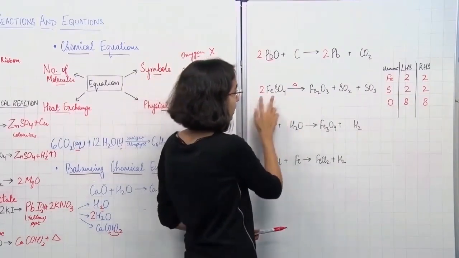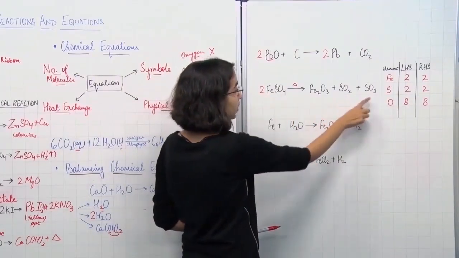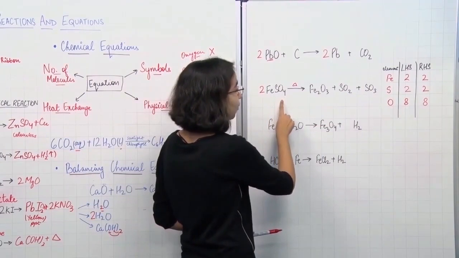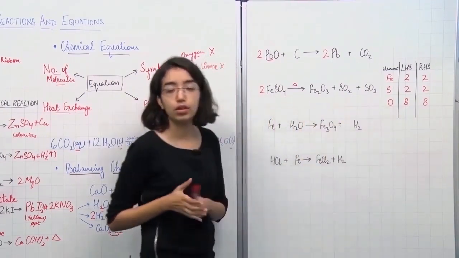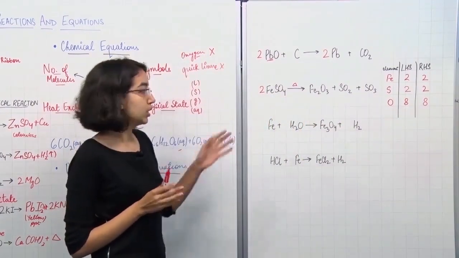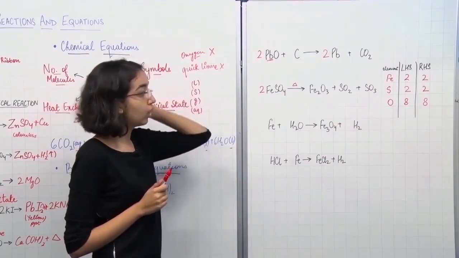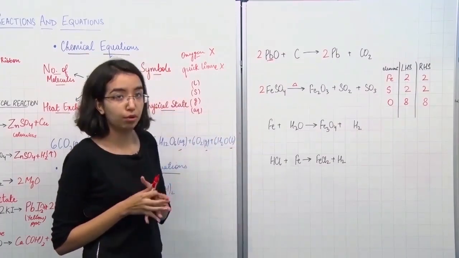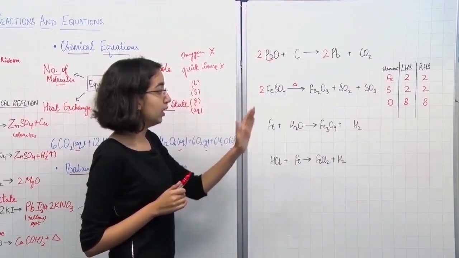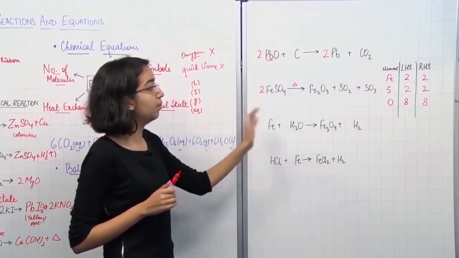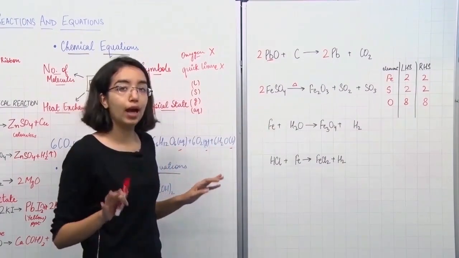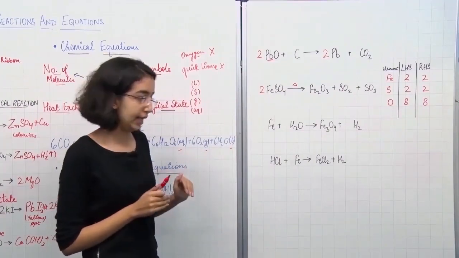The number of iron is the same. The number of sulfur is the same. 2 here, 2 here. Number of oxygen 8 here and 8 there. So the equation is balanced. So this is how you balance an equation. You start with the number which has the maximum number of atoms and you go on seeing how it affects other elements and then balance it out to have equal atoms of every element on each side.